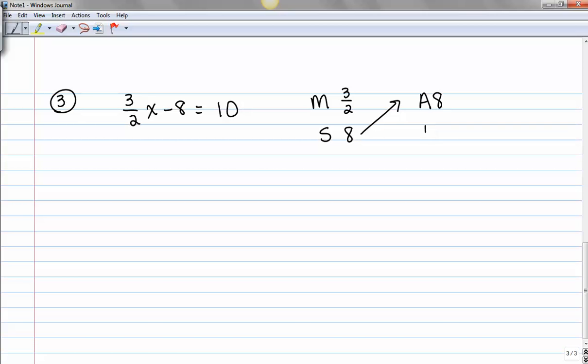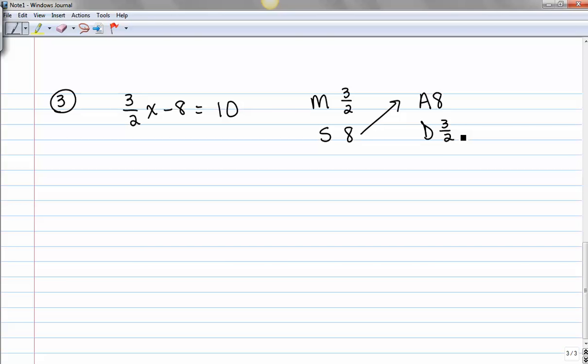And one more example has a fraction as part of the problem. Here we have 3 halves x minus 8 equals 10. So what's happening to x? X is being multiplied by 3 over 2, and then it's having 8 subtracted from it. So again, undoing that backwards, I'm going to add 8, and then divide by 3 over 2.